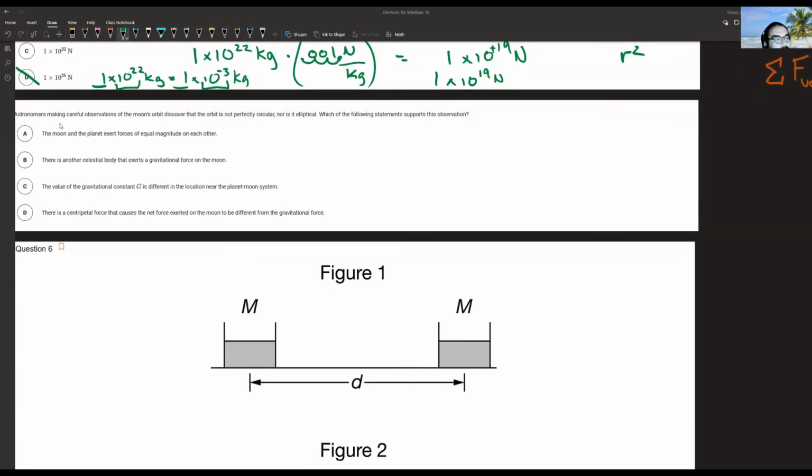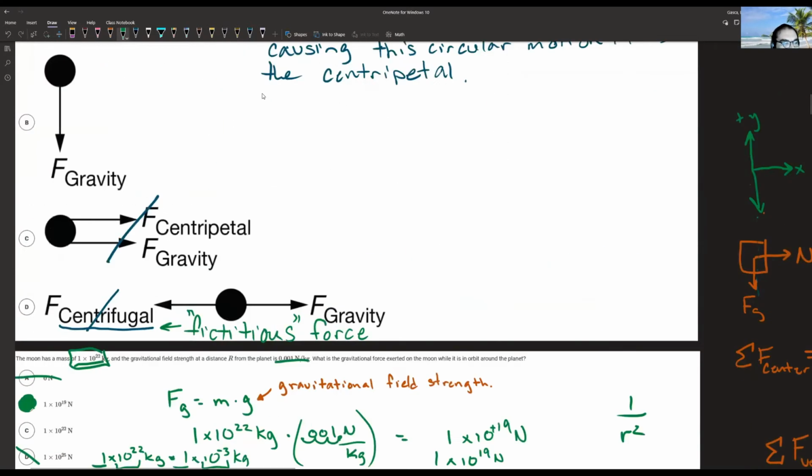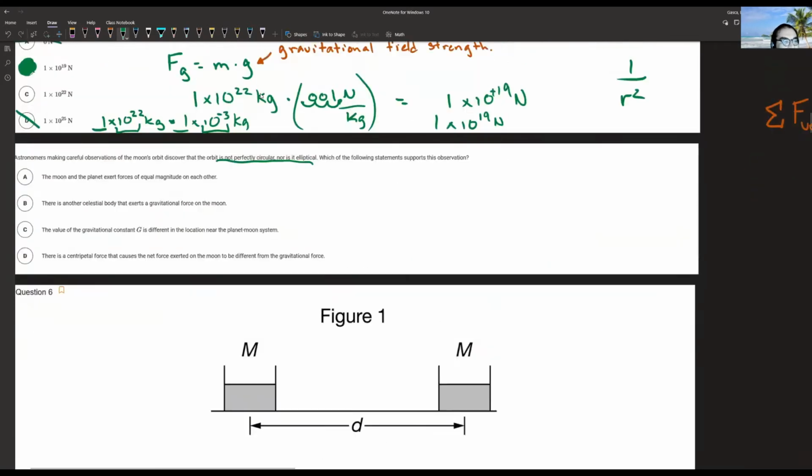All right. So let's go ahead and take a look at another one, unless you have questions. It reads, astronomers making careful observations of the moon's orbit discover that the orbit is not perfectly circular, nor is it elliptical. Which of the following statements supports this observation? I believe this is a separate question, or it may be tied to these.